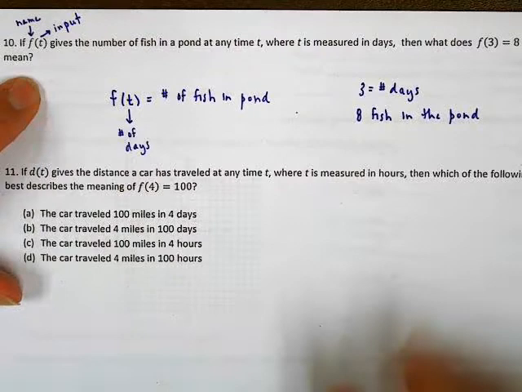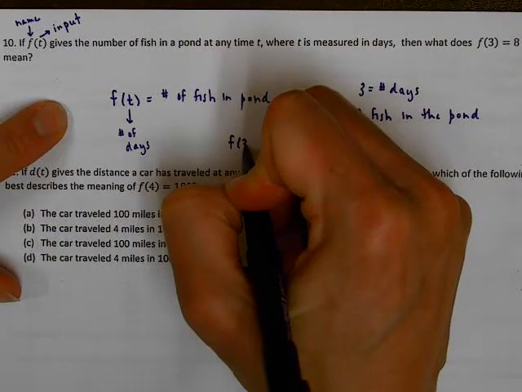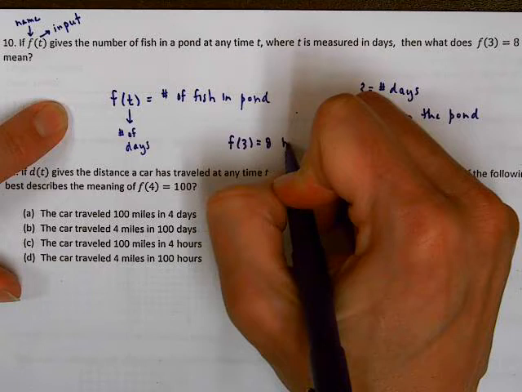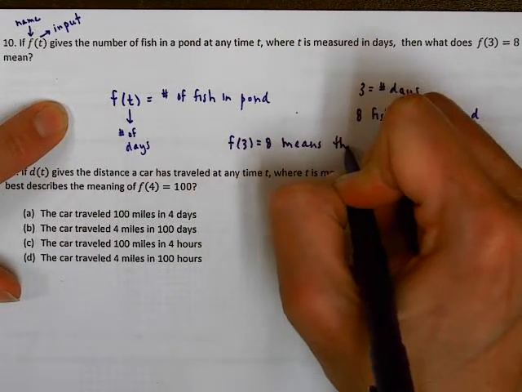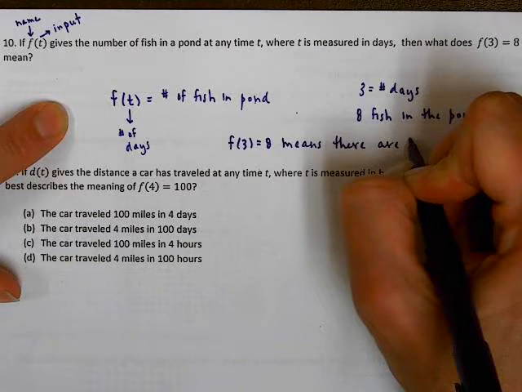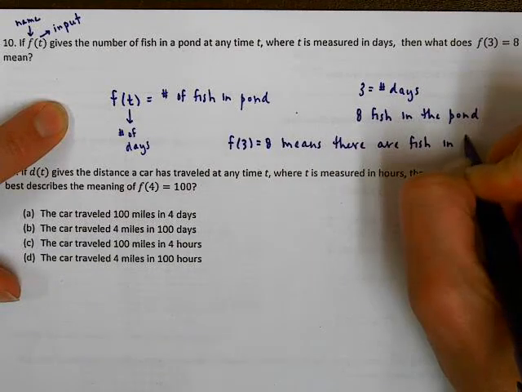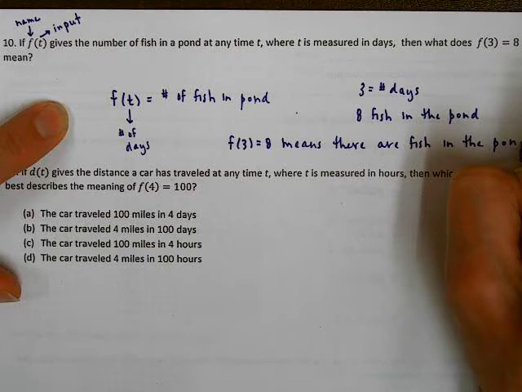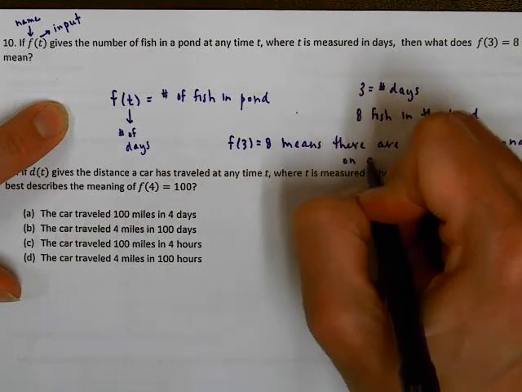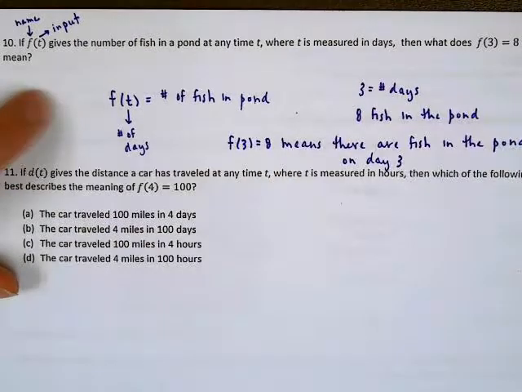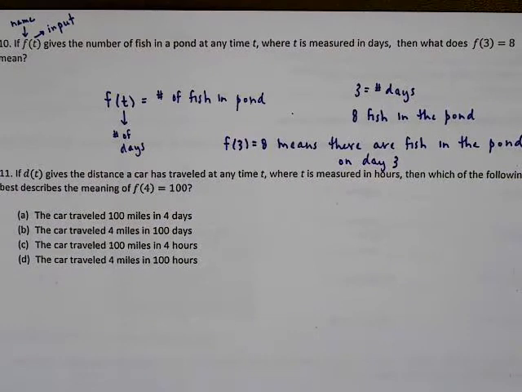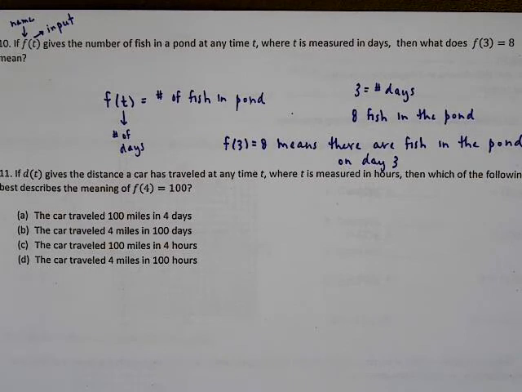So to put this all together, we would say f of 3 equals 8 means there are 8 fish in the pond on day 3. And so a lot of times these types of questions will be on the SAT. When we're back in class, we'll look at number 11, which is taken from there, and see how that relates, how this function notation is used in application questions. So make sure you've taken complete notes.